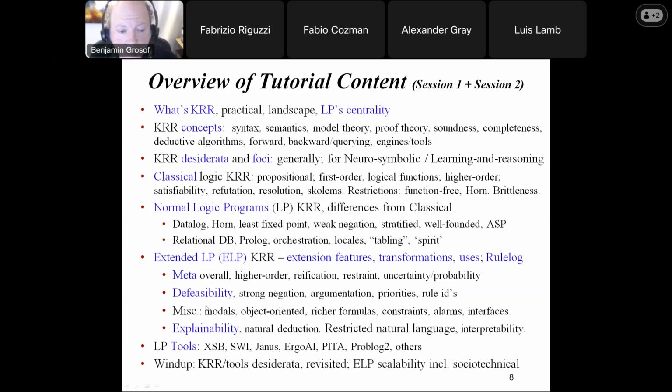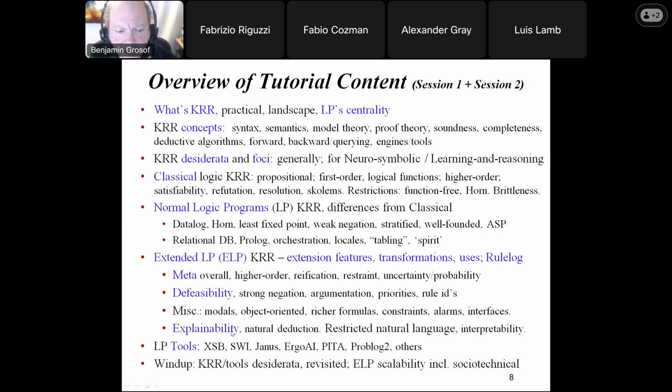And many broad realms have this character. And so if you're going to do KRR or learning in those realms, you should have a KRR that is equipped with defeasibility. Then there are various other more hard to categorize types of things. A key thing, though, overall in the meta is higher order and also uncertainty, including probabilistic.